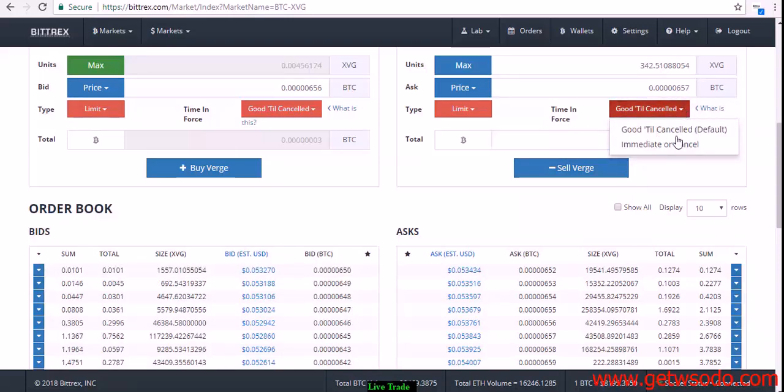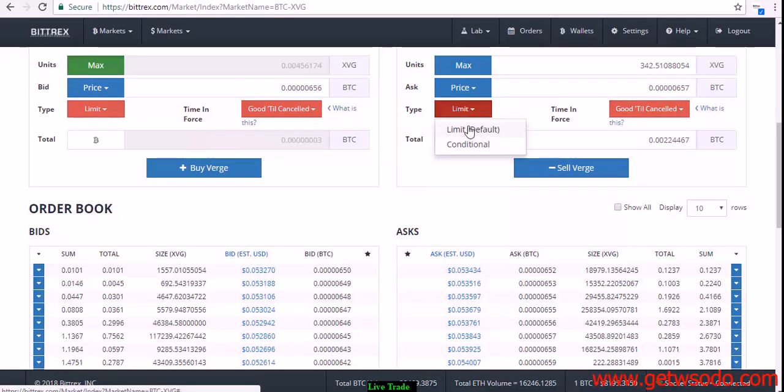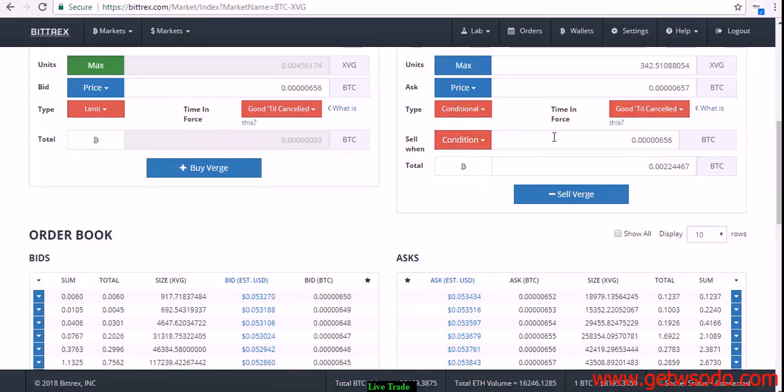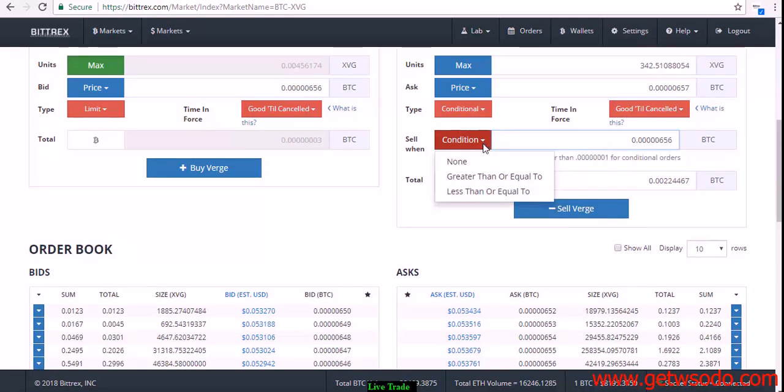Well, you can put these different conditions on it. Good till cancel, or you can put immediate or cancel. You've also got a limit here that you can put. Now, limit default. This is normally what it's going to do. We can do a conditional. And what this condition means is sell when it hits 680, 700, 560. So sell when a condition is met. See what I mean with that? You can put different conditions on it.